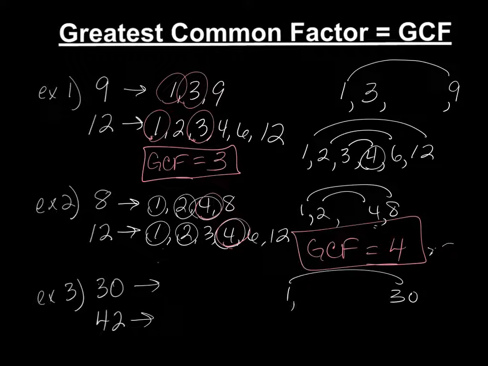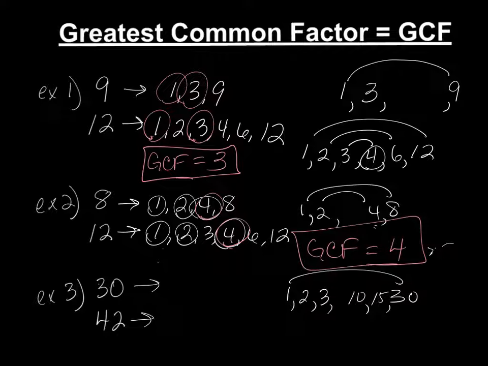I set up my factor pairs. 1 times 30 is 30. 2 times 15 is 30. 3 goes in evenly times 10 is 30. Does 4 go evenly into 30? Nope, I know 4 goes into 32, and that's only 2 away.